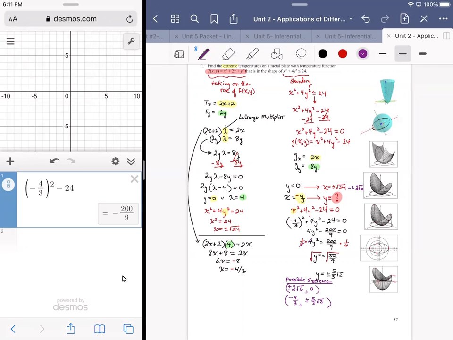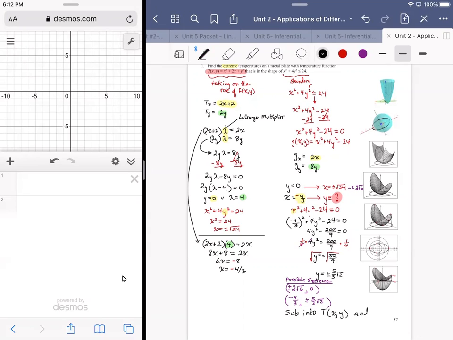Maybe we'll have more than one set of critical values that lead to extreme values. So it's a question of, okay, how do we get there? I like the Desmos approach, and that is to say that we would substitute into t of xy and find the highest and lowest values. So find the highest and lowest t.